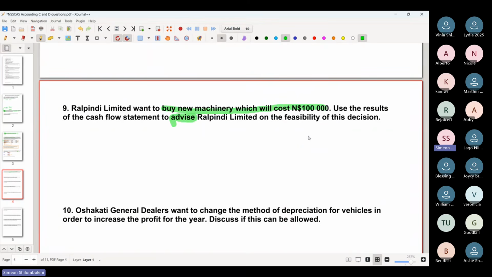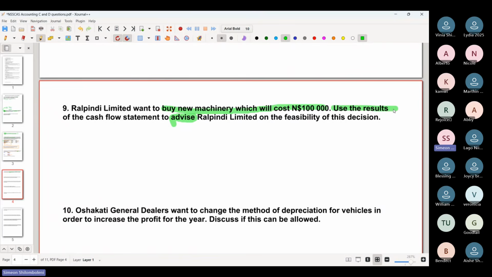But the good thing is I already explained previously what you are supposed to do. You are now going to use your cash flow and check. Because remember, with accounting, you don't just run to advantage, disadvantage. You use the results. Does this company have money? That's what you must check. Does this company have enough equipment? That's what you must check.